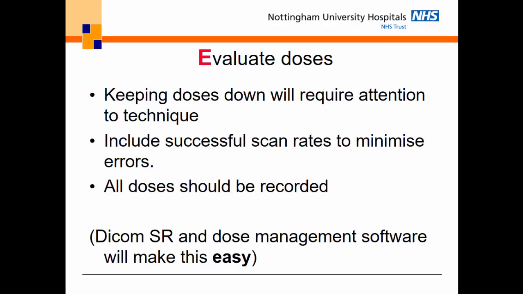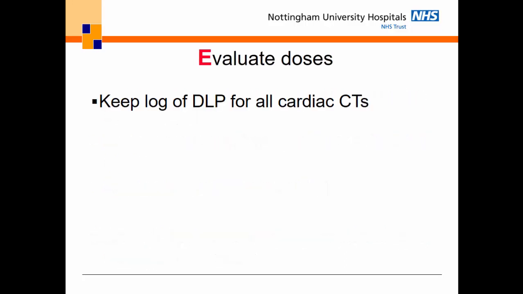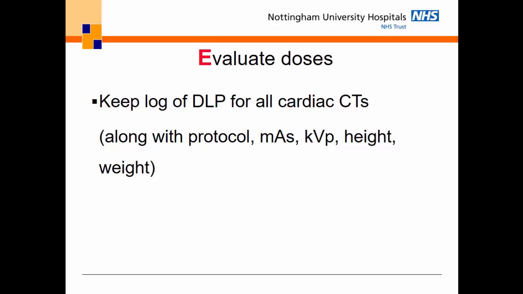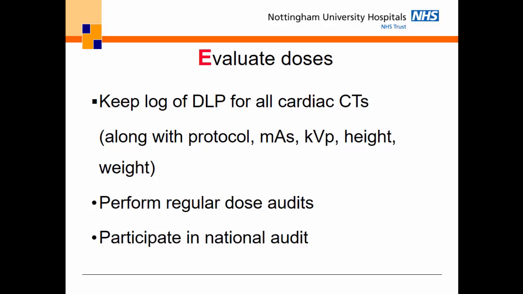So record all your doses. There's a feature on the scanner called DICOM SR. It basically outputs all the dose and protocol information, and you can now buy dose management software that will track all this for you. So you can just say, show me the last six months of cardiac CT data. It's all captured. Keep a log of DLPs for all your cardiac CTs, along with other information that would allow you to work out where it might be going wrong and where you need to make adjustments, and perform regular dose audits. Participate where you can in either national or international dose audits so that you know how well you're doing against your colleagues.